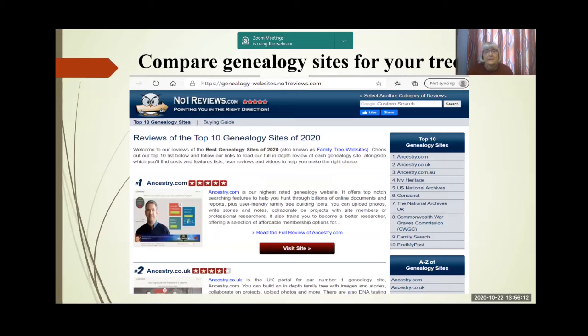This site I found extremely helpful. The link is in the data sheet. On the right-hand side, it says top genealogy sites. They rate Ancestry.com as number 1, and they say why further into the site. You'll notice number 9, Family Search, is also on the list, and we'll talk about that in a few minutes. And then also at the lower right, A to Z of genealogy sites. We'll talk about that in a later slide too.